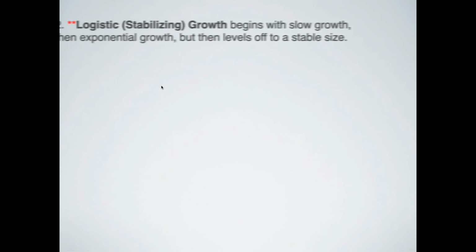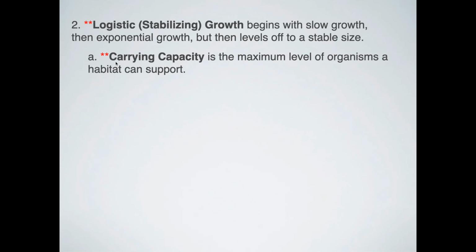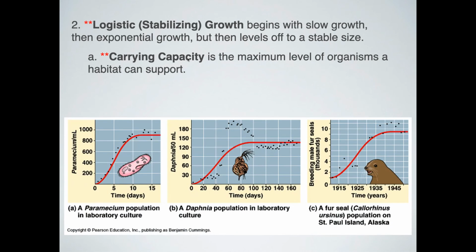Logistic or stabilizing growth, though, is where we have slow growth, exponential growth, and then it levels off to a stable size. The stable size that we're looking at, we normally call that the carrying capacity. And that is the maximum level of organisms that a habitat can support. And so, depending on your calculation for this, it can be a lot of things. So, here we have paramecium population in a laboratory culture. So, obviously, there's not enough space for them to keep reproducing forever. And so, it starts to level off over time.